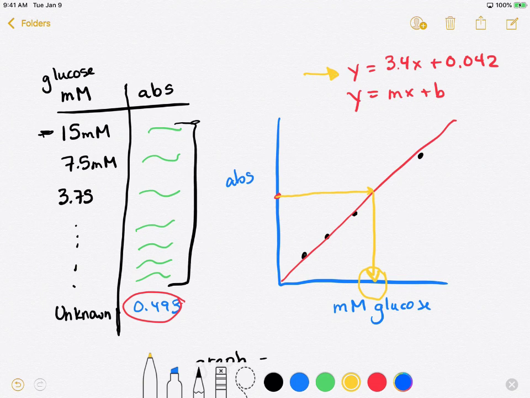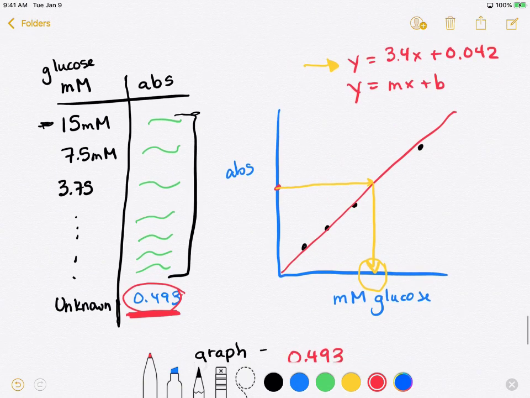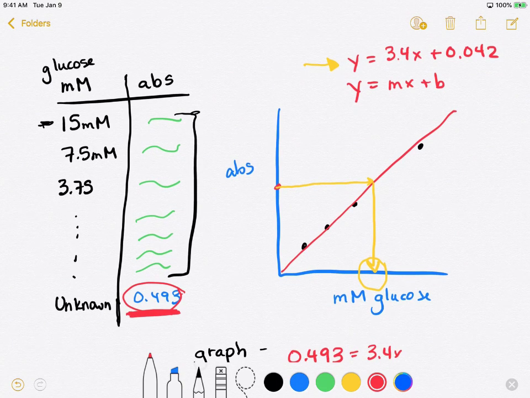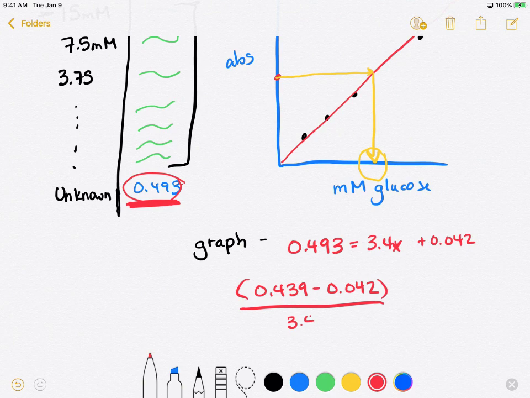In this case, you plug in your unknown absorbance for the y value. So 0.493 is y. And then you plug in the rest of the equation. Equals 3.4x plus 0.042. You then use this equation and you solve for x. So 0.493 minus 0.042. Do that first, then divide it by 3.4, and that will give you x.